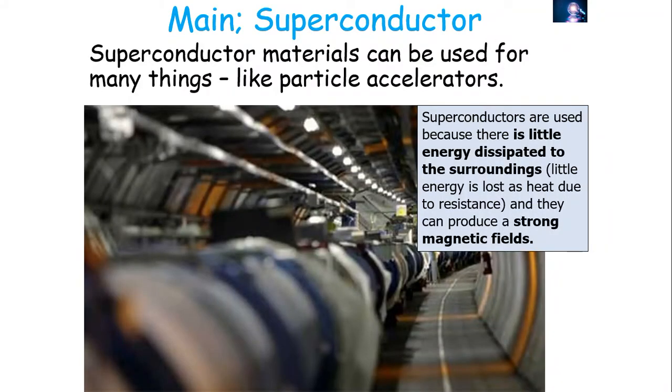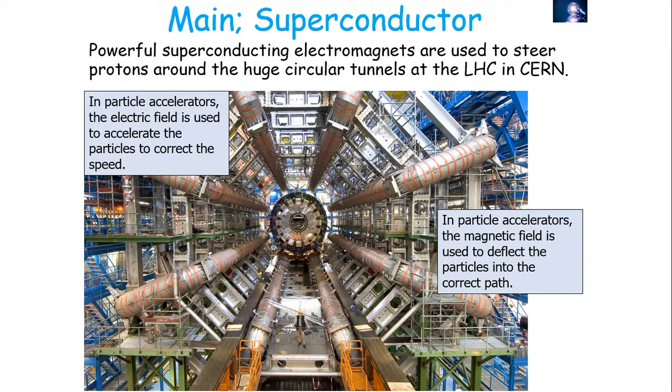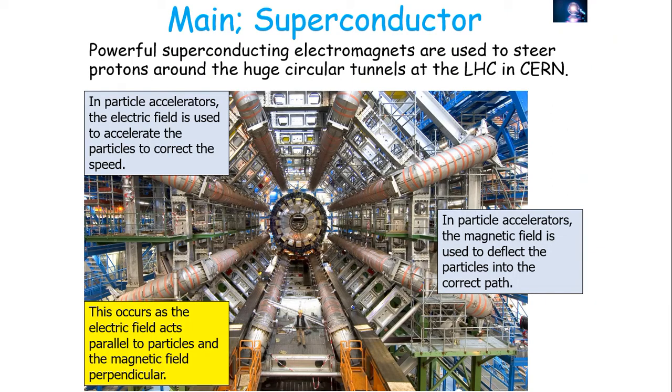Another example of where superconductors are used is in particle accelerators. Powerful superconducting electromagnets are used in the LHC to steer things like protons around the huge circular tunnels. In the particle accelerator, the electric field is used to accelerate the particle to the correct speed because it acts in the same direction as the motion of the particles, whilst the magnetic field of the electromagnet is used to deflect the particles in the correct path because the magnetic field acts perpendicular to motion, which is something we'll look at in the electric and magnetic fields topic in the second year of A level.